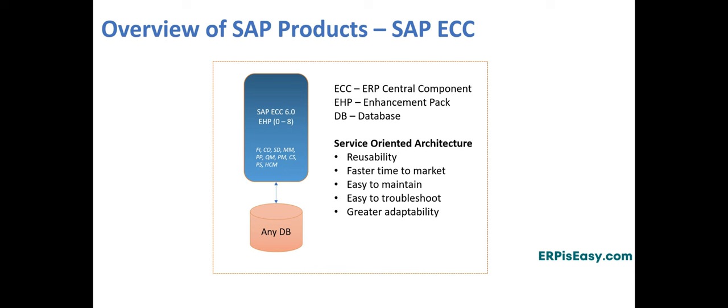S/4HANA Private Cloud Edition includes a dedicated cloud infrastructure managed either by SAP or one of SAP's approved hyperscalers, such as Google Cloud, Microsoft Azure, or AWS. Companies that require a system conversion or a selective data transition may choose the S/4HANA private cloud version. This is the better option if your company requires a lot of customization.